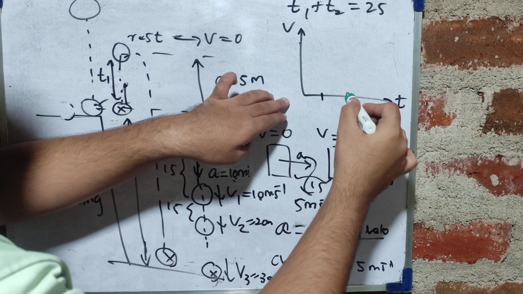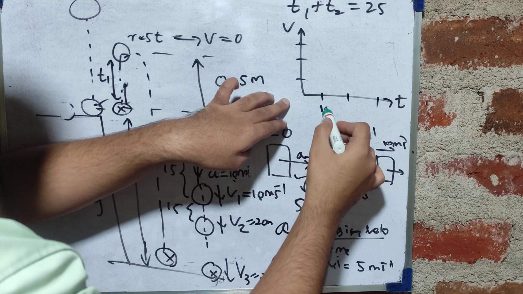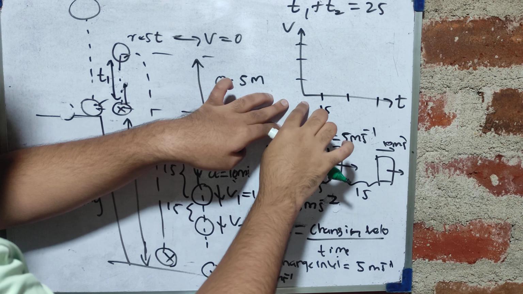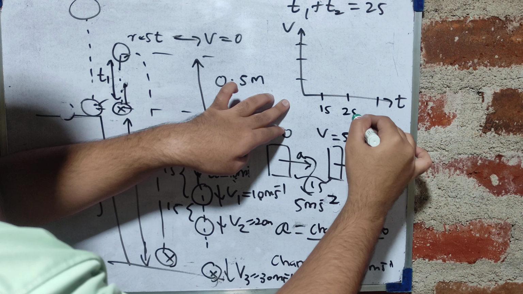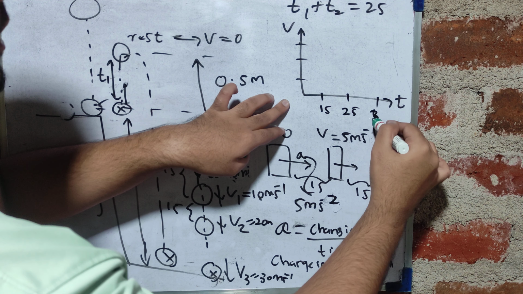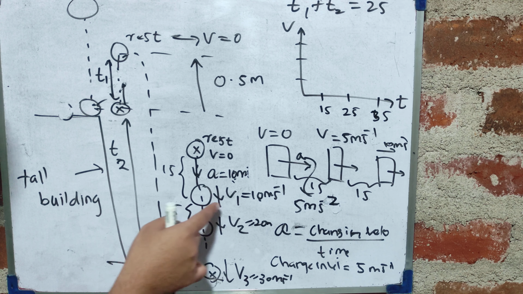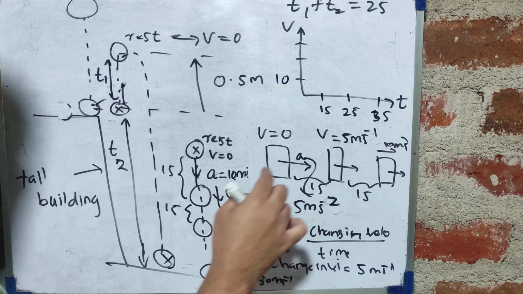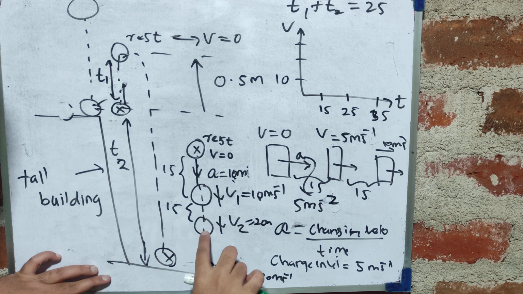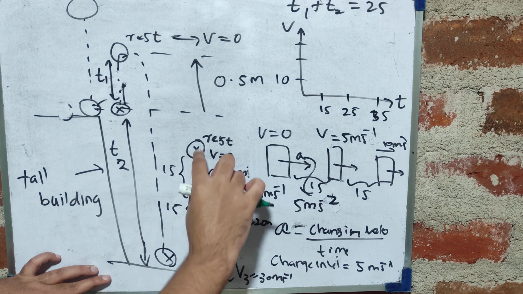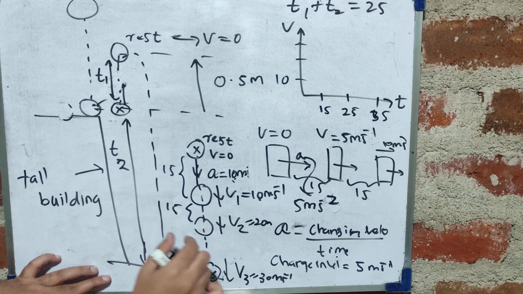Now let's take 1, 2, 3. From here to here is 1 second, which means t is equal to 2 seconds here and t is equal to 3 seconds here. So in 1 second its velocity has become 10. From here to here 1 second, here to here 1 second, so from here to here it's 2 seconds.